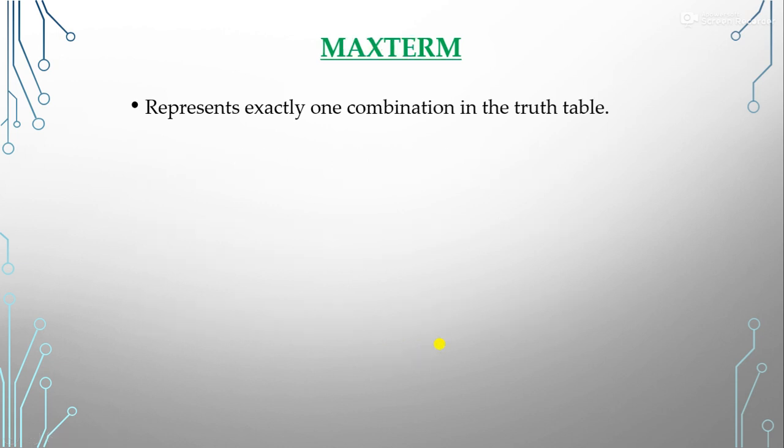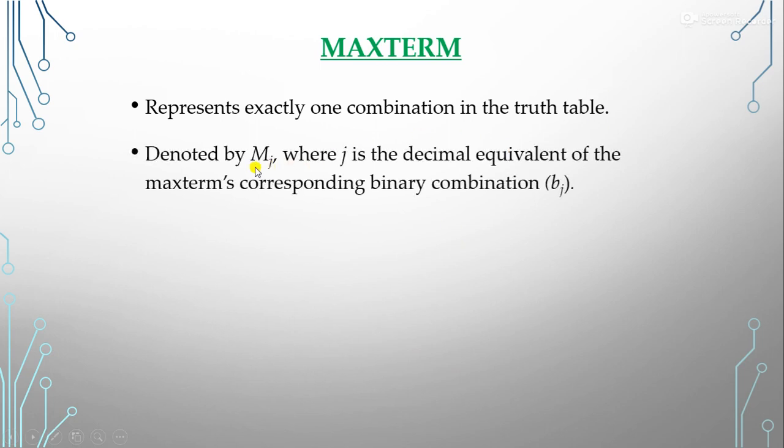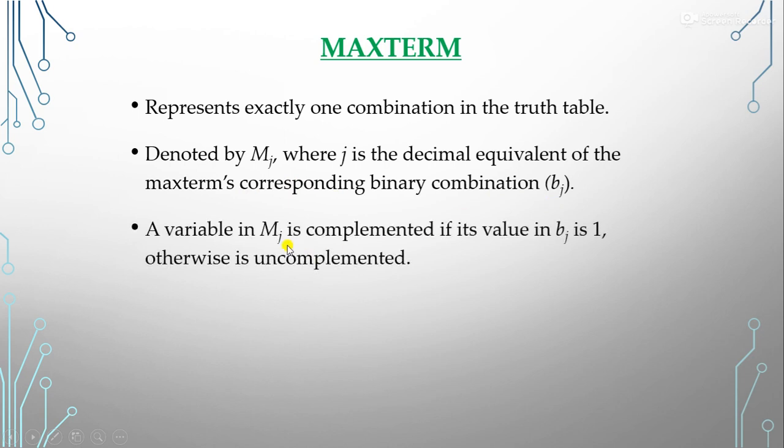Now next is the max term. What are the max terms? Actually, this is also exactly one combination in the truth table, and we denote it by capital Mj. Here the max term corresponds to the binary combination bj, where the variable in capital Mj is complemented if its value in bj is 1, otherwise uncomplemented. Suppose, as last time, we take 0, 1, 1. For 0 we take the uncomplemented x, and for 1 we use the complemented x dash.